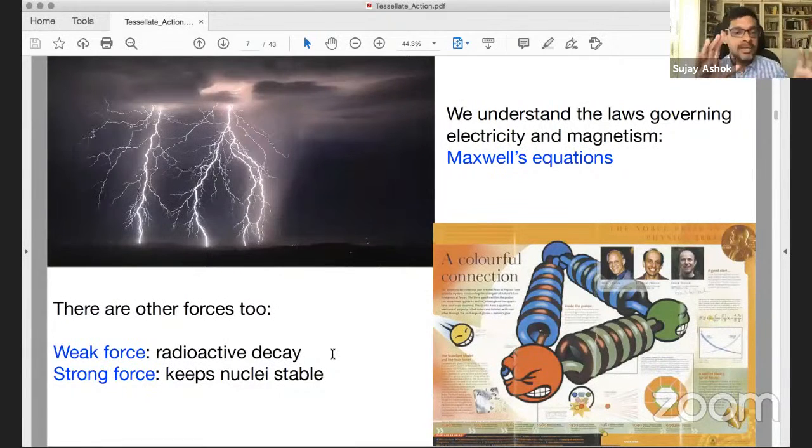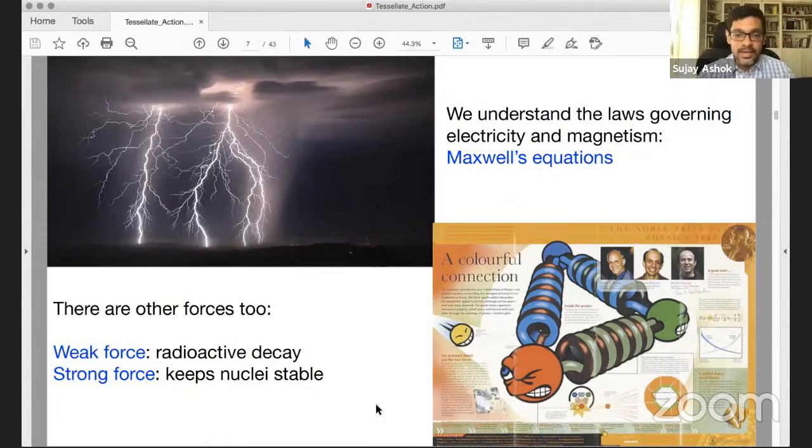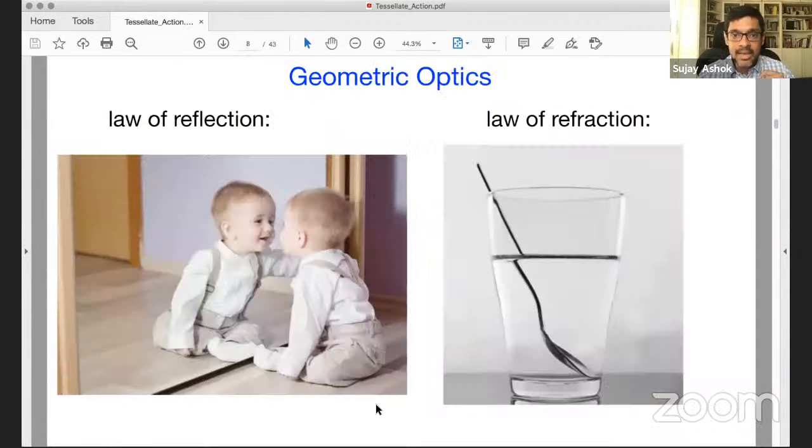So these are the brief overview of the fundamental forces of nature. Then there are some other laws that are not so fundamental, but they're sort of approximate laws that work under a certain approximation.